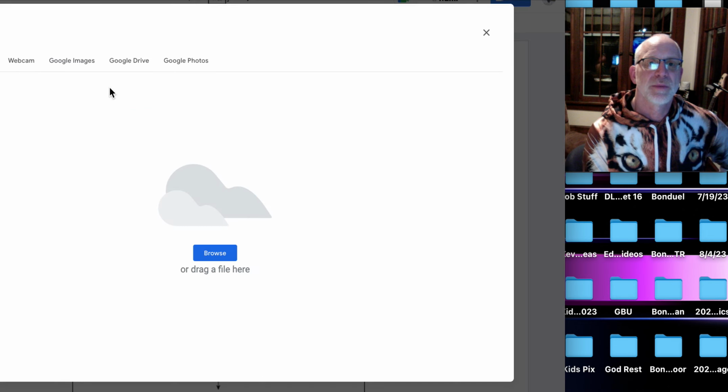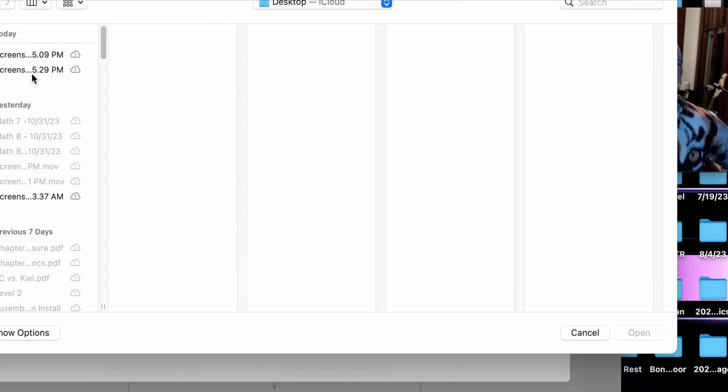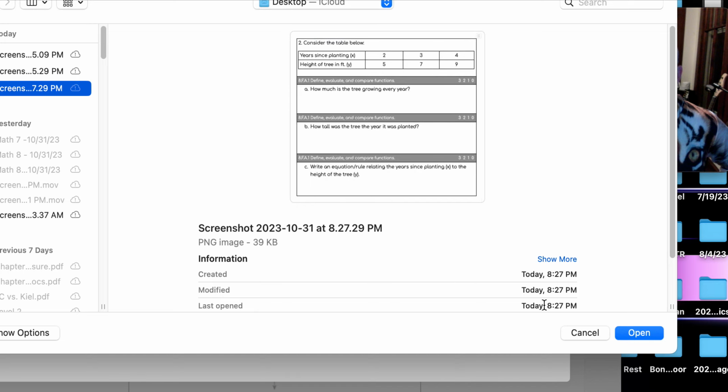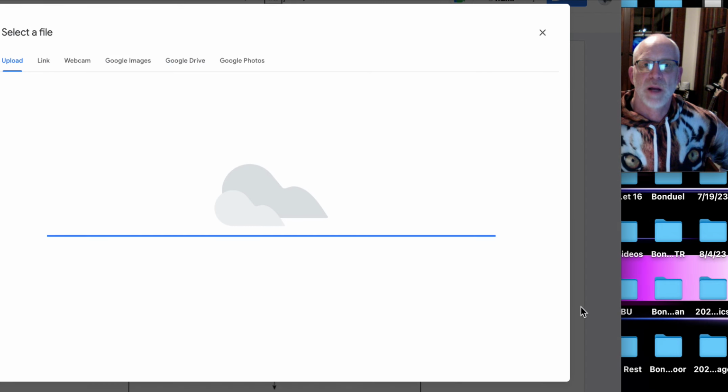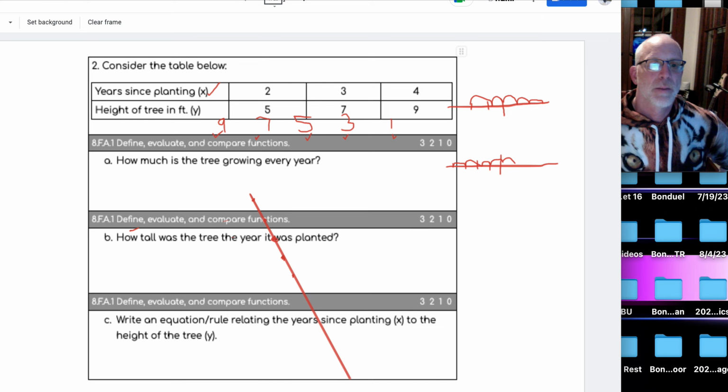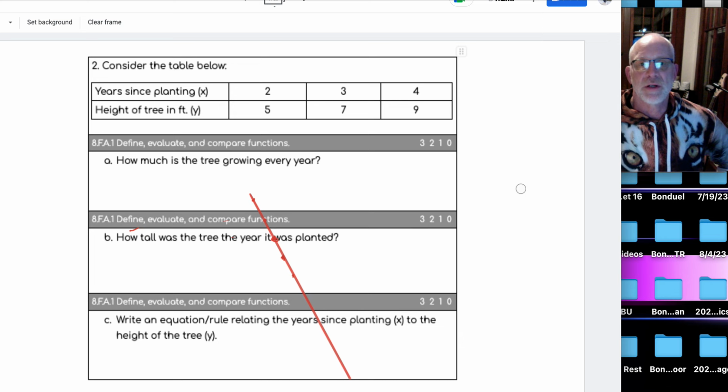Number 2, second page of this. Let's go to here. And our problem looks like this. Consider the table below. Years since planting. Year 2, year 3, and year 4. After 2 years, the tree is 5 feet tall. After 3 years, the tree is 7 feet tall. After 4 years, the tree is 9 feet tall. How much is the tree growing by every year?